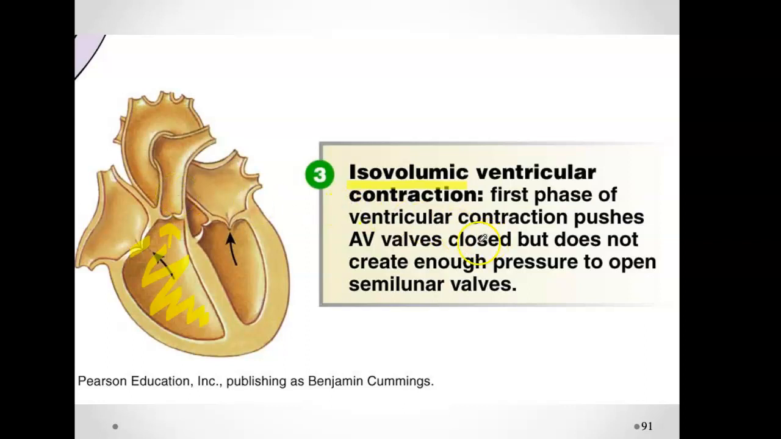So let me read this to you. Isovolumic ventricular contraction. The first phase of ventricular contraction pushes the AV valves closed. Here we go, we closed it. But it does not create enough pressure to open the semilunar valves. Therefore, there's a short period of time where even though the contraction is starting, ejection hasn't yet happened.